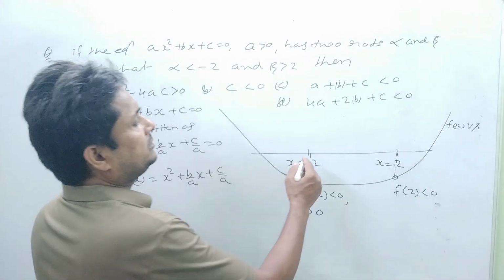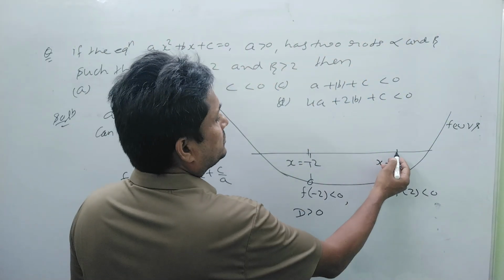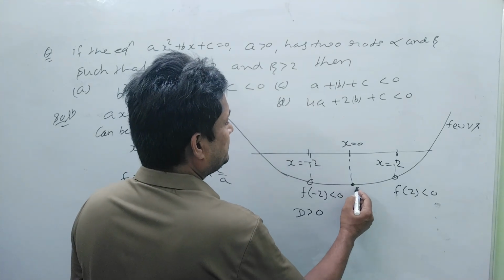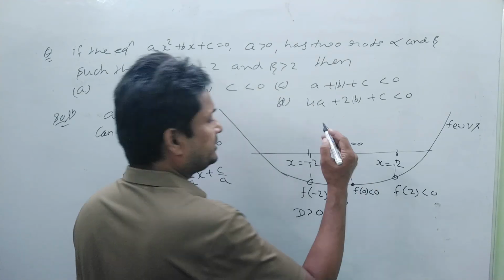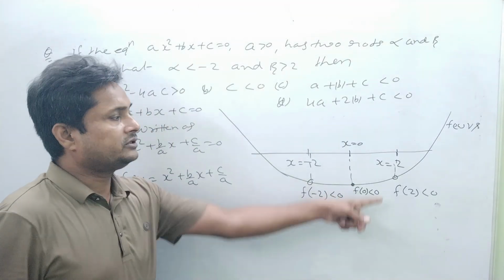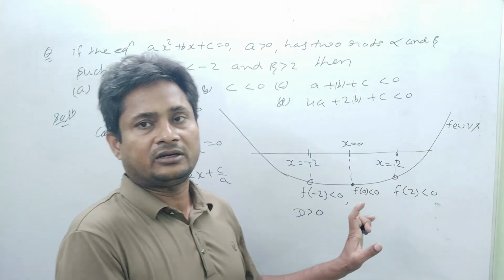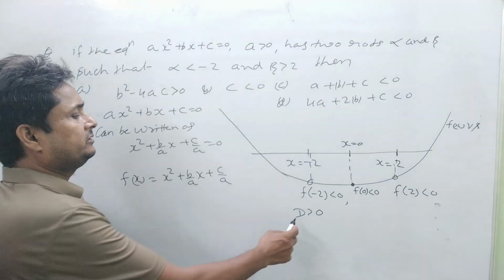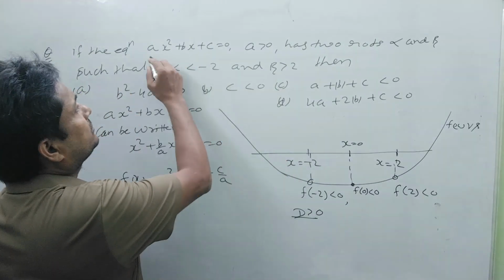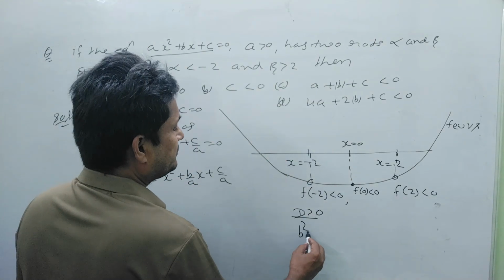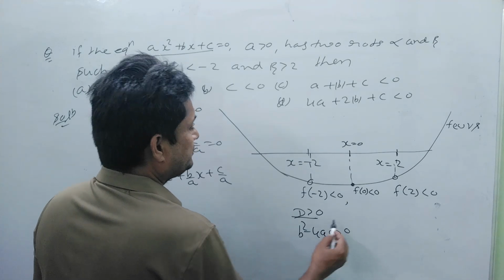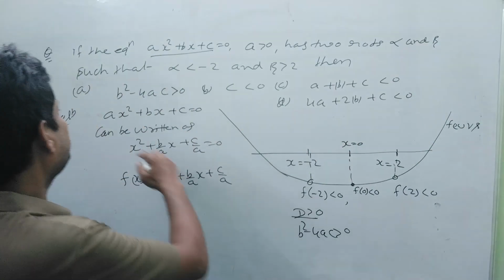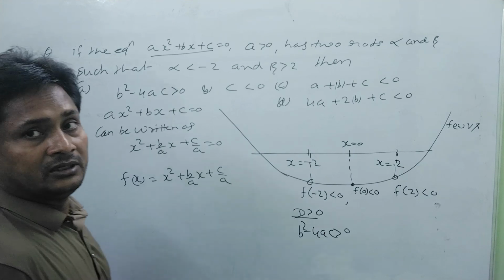And see here also, in between minus 2 to 2 there is a number x is equal to 0, and f of 0 is also less than 0. So these four conditions we are knowing about this graph. Apply these four conditions now. So first, discriminant should be greater than 0. So discriminant is what? B square minus 4ac. This must be strictly greater than 0. So first option is correct now.